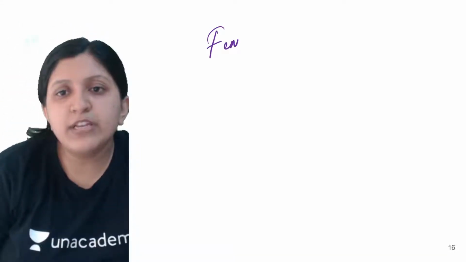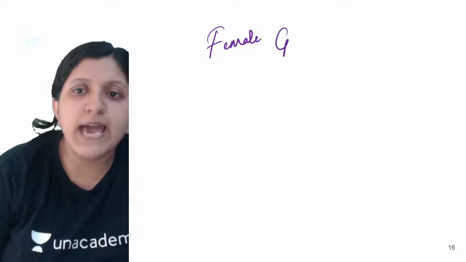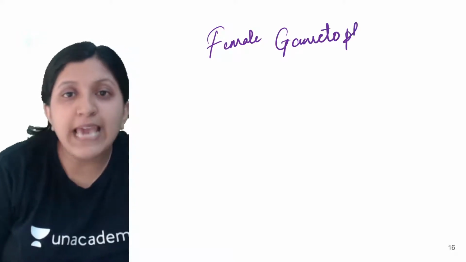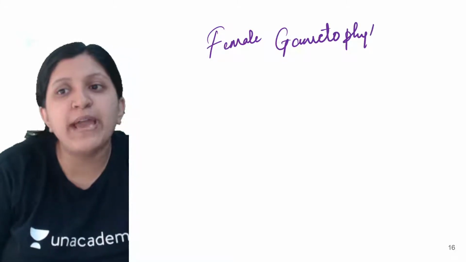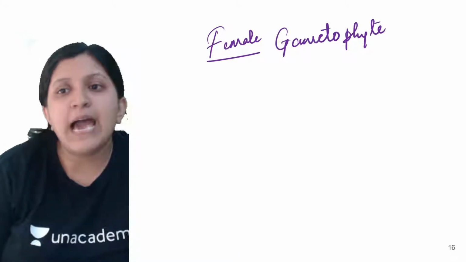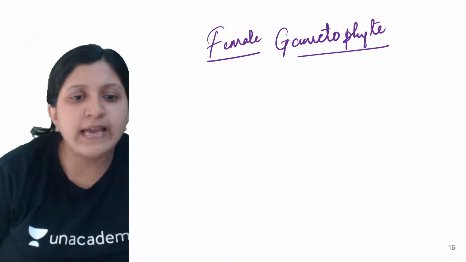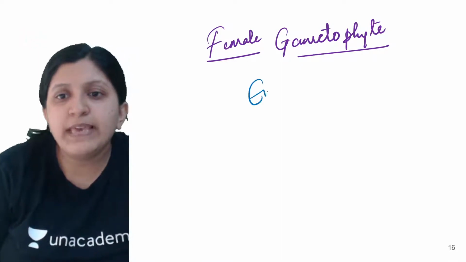So here the female gametophyte, when we mention it, it is the embryo sac. Inside this you can find a gamete. So always a gametophyte will have a gamete. In that case we have the embryo sac as the female gametophyte.